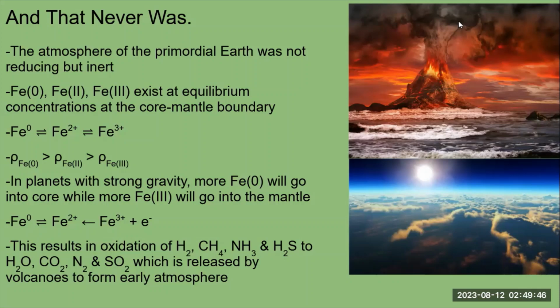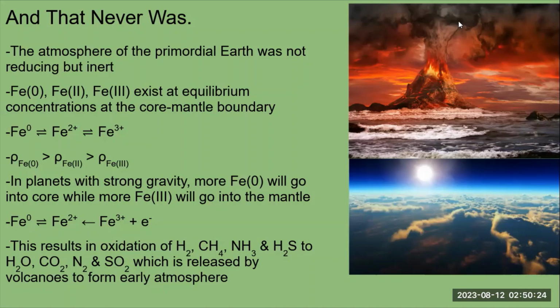Analysis of the oldest rocks shows that the primordial atmosphere wasn't reducing, but inert. This is because zero-valent or metallic iron, iron-2 or ferrous iron, and iron-3 or ferric iron exist at equilibrium concentrations at the core-mantle boundary. However, metallic iron is the most dense variety, while ferric iron is the least dense. Because Earth is a relatively large terrestrial body with a strong gravitational field, more metallic iron will go into the core, while more ferric iron will go into the mantle.